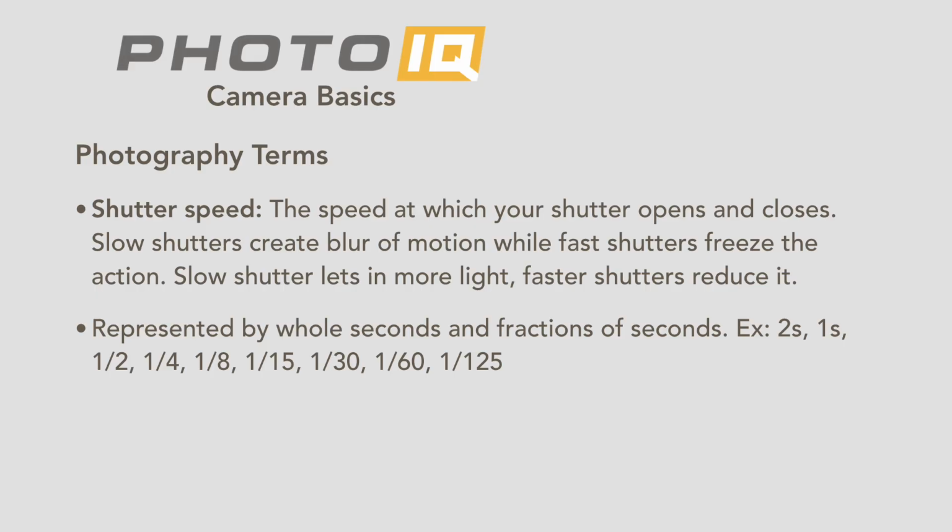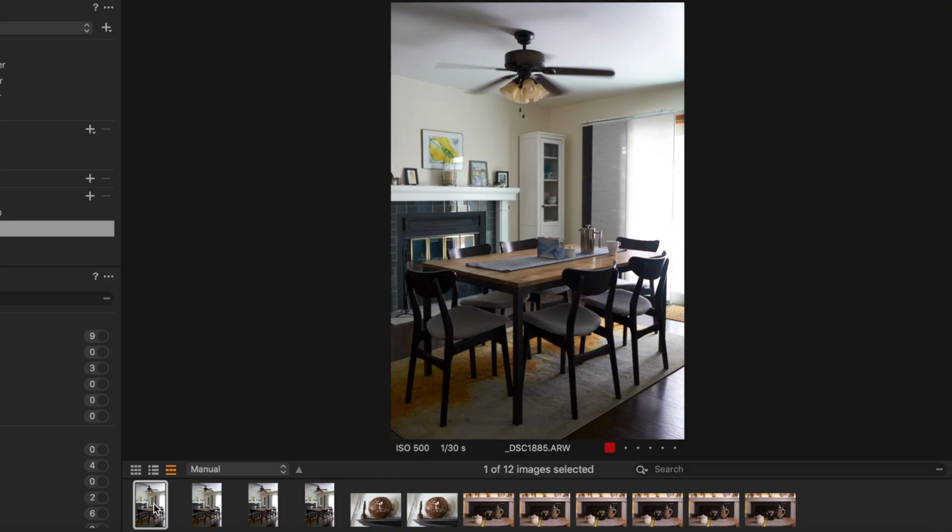Now some terms about shutter speed. The shutter speed is the speed at which your shutter opens and closes. Slow shutters create blur of motion, while fast shutters freeze the action. Slow shutter lets in more light. Faster shutters reduce it. This is represented by whole seconds and fractions of seconds. For example, 2 seconds, 1 second, half second, quarter second, and so on. Let's go back into Capture One so that we can see an example of the shutter speed in action.